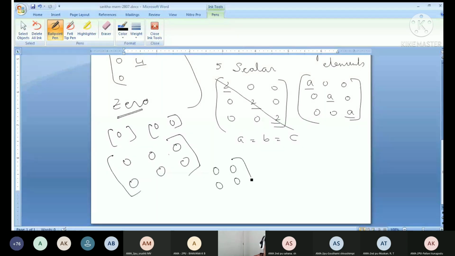Okay. See, a zero matrix need not be a square matrix. It need not be square; it can be a square matrix, a row matrix, a column matrix, anything. Okay. Zero matrix is denoted by 0. We denote it by 0.